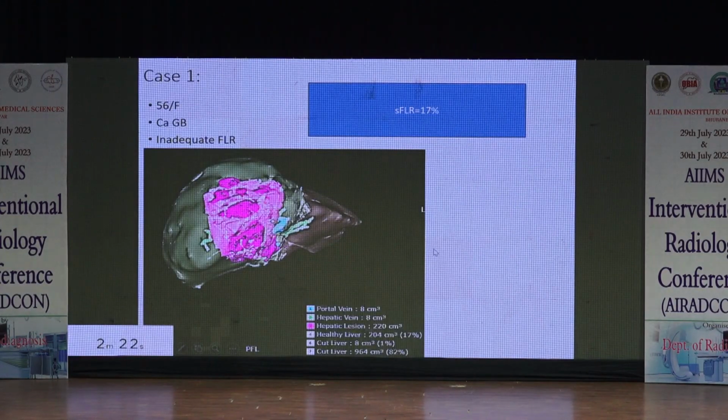This was a case of a neuroendocrine tumor, a 56-year-old female, post CABG, with inadequate future liver remnant. So this is how we do the volumetry. You can see there are 3 colors. This is the tumor in pink. This is the right lobe that is going to be resected, in green, and this is the future liver remnant in orange. The sFLR we calculated by dividing it by the TELV, and it came out to be 17%. So it was considered inadequate and was referred for portal vein embolization.